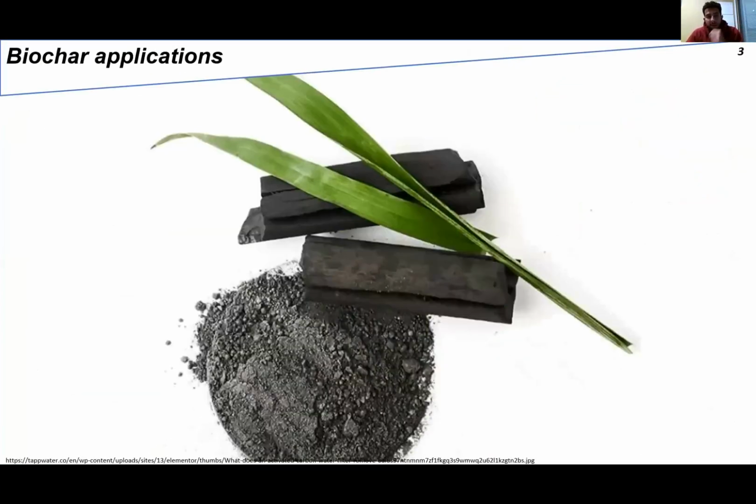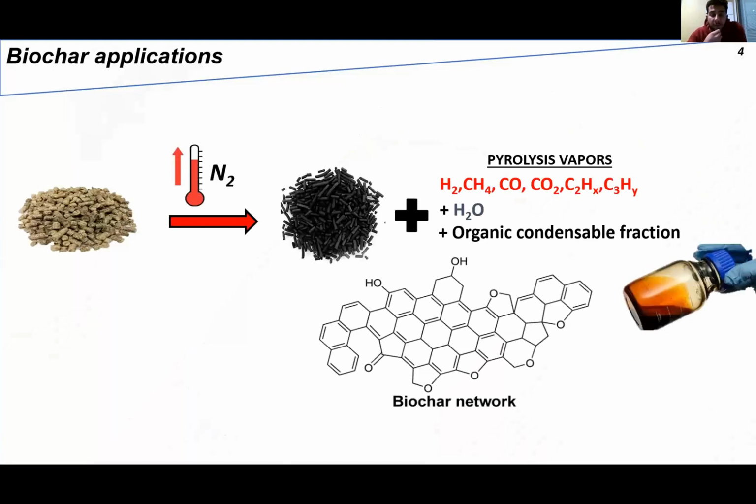So let's start with the biochar applications. Biochar is produced from the slow pyrolysis of biomass, which can generate two different products: the biochar, which is the solid phase, and pyrolysis vapors, which are a mixture of the permanent gases, water, and organic condensable fraction. But let's focus on the biochar, which is a carbonous solid with an amorphous and aromatic structure.